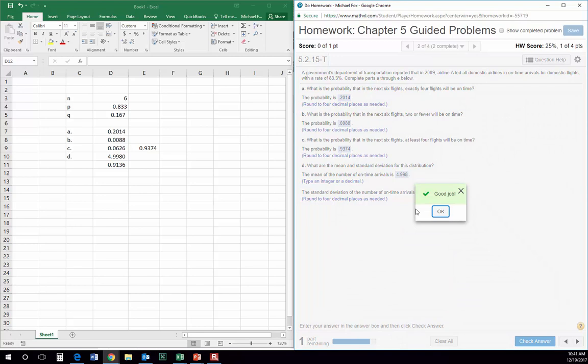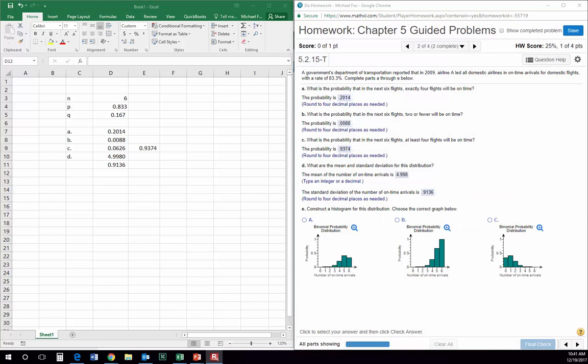And that's it for question number 2. Sorry, I lied to you. That wasn't it for question number 2. There was still part E. So here it is, and this just wants us to construct a histogram. We could use the technology to construct a histogram, or we can just use kind of common sense and look at it and say, okay, what's the probability?